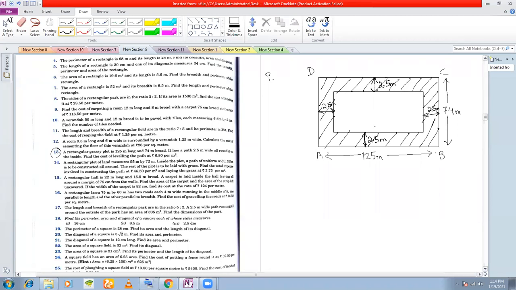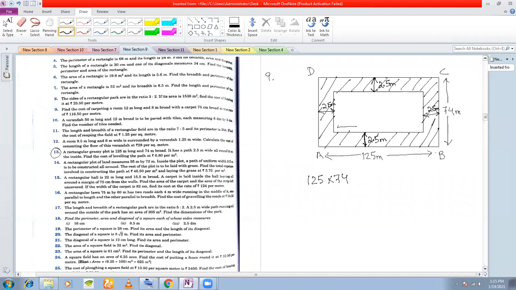So whatever it is, let's say cementing only, the same type of question that we had done. But this time it is a little different, in the sense that the outer measurements are given. So you can find the area of this shaded region: outer rectangle minus inner rectangle. Outer rectangle length and breadth are given. So the outer rectangle area is 125 into 74.